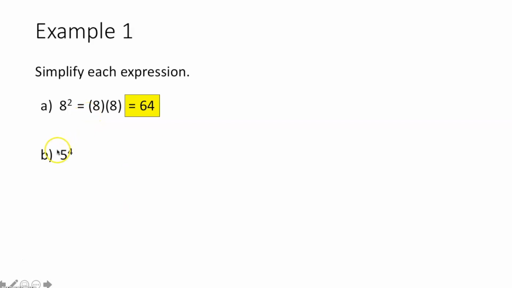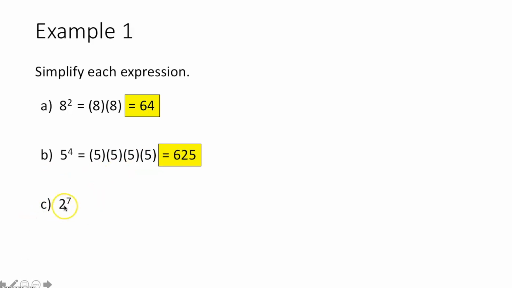For part B, we have 5 to the fourth power. Now that is telling you to multiply 5 by itself 4 times. So 5 times 5 is going to give you 25. And then 25 times 5 is going to give you 125. Then 125 times 5 gives you 625.